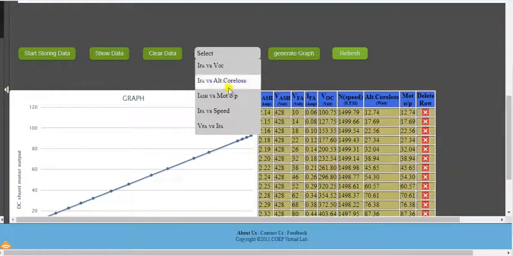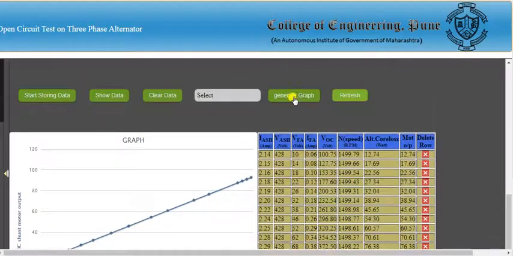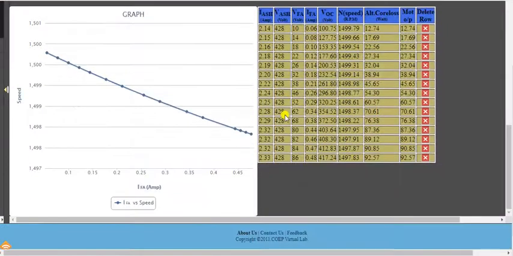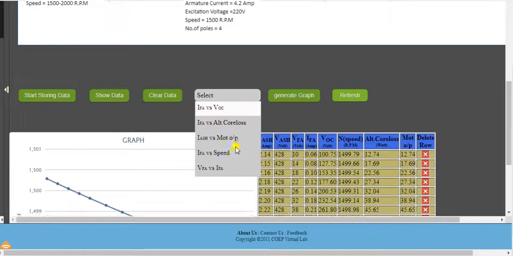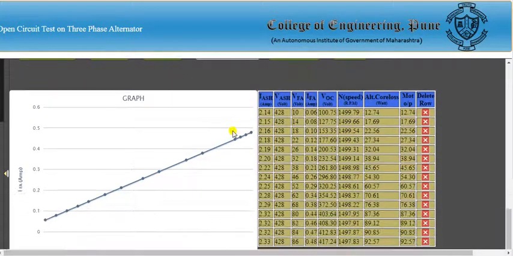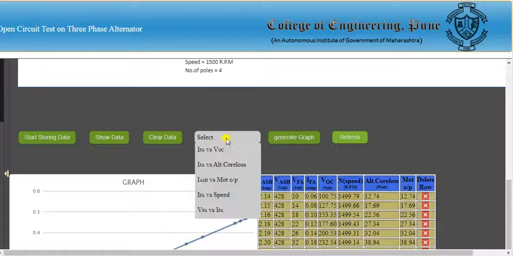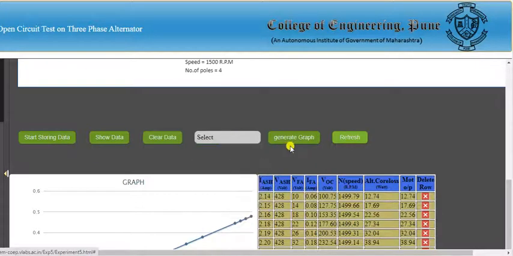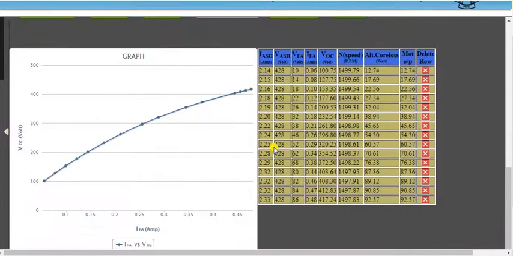Then again you can see a different parameter, field current versus speed. Now you can see the graph of field current versus speed like this, with field current on the x-axis and speed of the alternator on the y-axis. And the last point, field current versus field voltage, generate graph like this. So we have got the curve or characteristic. This is called the open circuit characteristic that we wanted to draw, the field current versus open circuit EMF.